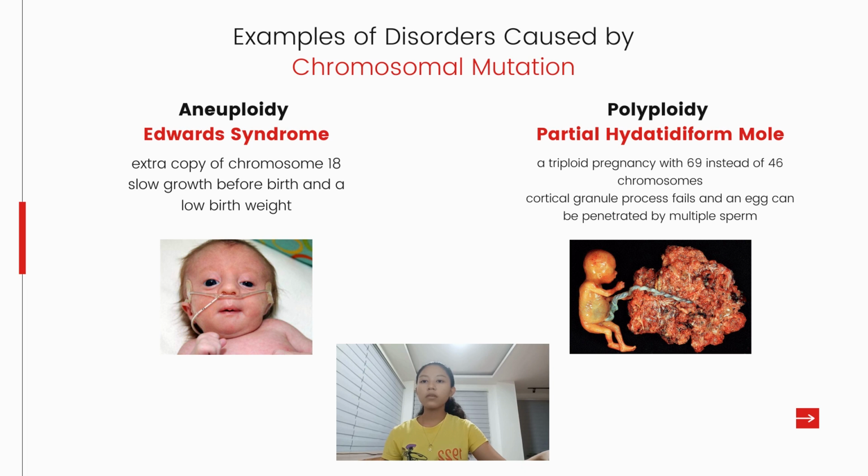For polyploidy, we have partial hydatidiform mole. A partial hydatidiform mole is a triploid pregnancy with 69 instead of 46 chromosomes, and another strange complication of the reproductive process. Partial hydatidiform mole appears to be the result of what happens when the cortical granule process fails and an egg can be penetrated by multiple sperm. It can be indicated by ultrasound showing placenta tissue, some hydropic cysts, and some fetal parts, but no clear fetal structure.